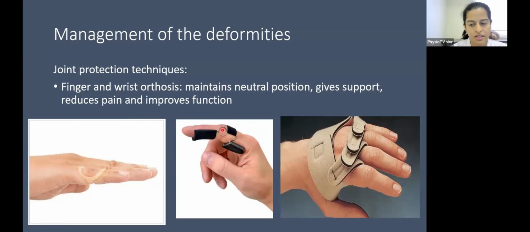The wrist orthosis can also be used for maintaining the stability at the joint and improving the function. This is an overlaid ring finger splint given for the deformities at the IP joints. And this is the splint to reduce the ulnar forces on the MCP. So this pull is towards the radial side. This can be used to improve the function of gripping.